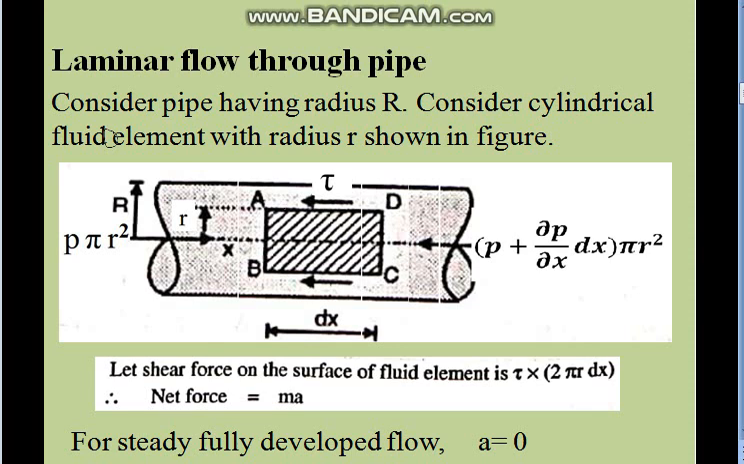Now as we know, to derive any equation we start with some small element. Consider the cylindrical element A, B, C, D having the radius small r. You can see the radius small r. Then this capital R is the radius of the tube. Now this element is subjected to the forces.